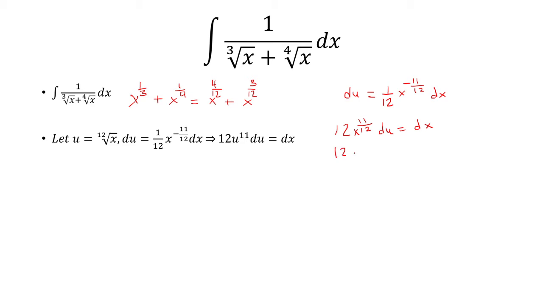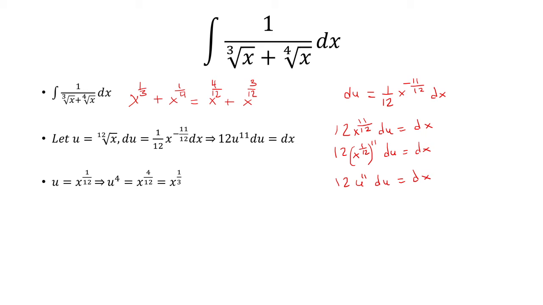And then here, I know I can split up the 11 over 12 as just 1/12 raised to the 11th power, but x to the 1/12 was just u. So that would be u to the 11th du. And that's what I'm going to substitute in for dx.